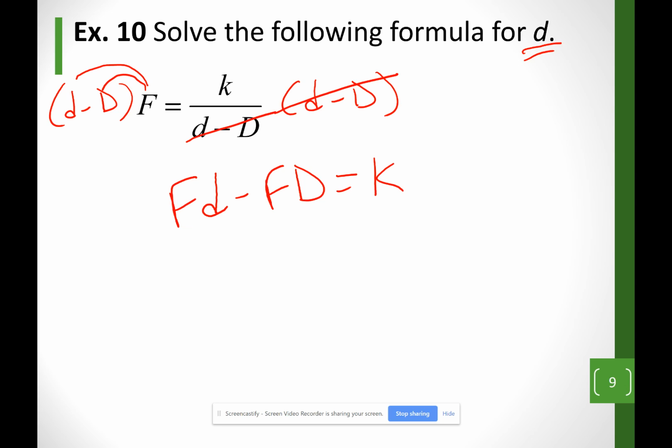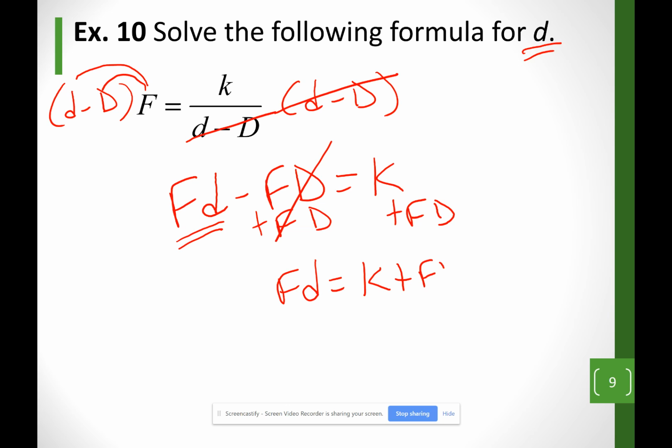Now I want d, little d by itself. So I'm going to get rid of the other term. I'm going to add fd to both sides. So I have fd is equal to k plus f big D.